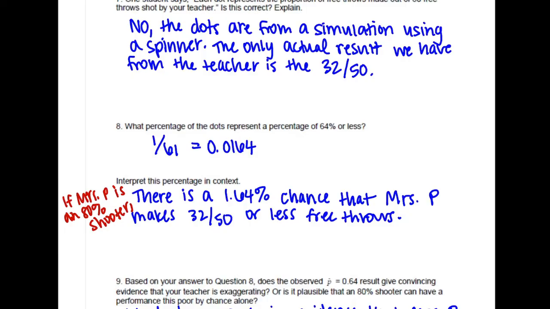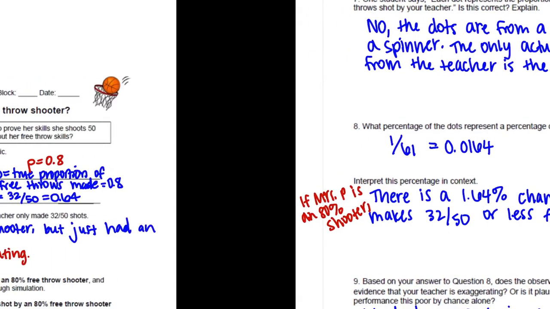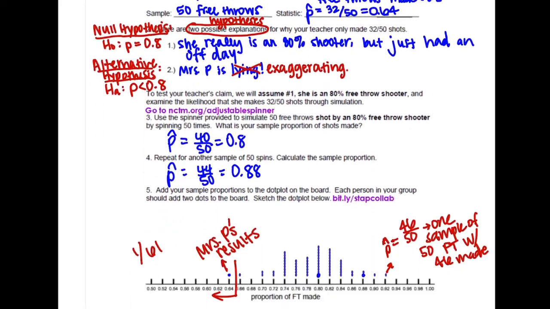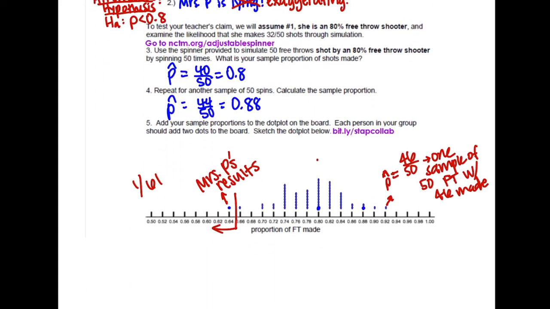Now, some people like to look at this dot plot and they'll say, oh yeah, look, Miss Pendleton is an 80% free throw shooter. Look at all those 80%. She had so many 80%. Remember, this was not me. This was a spinner. This is what an 80% free throw shooter should look like if they're telling the truth. We do expect some variability. We expect them to make less than 80% sometimes, more than 80% sometimes, exactly 80% sometimes.